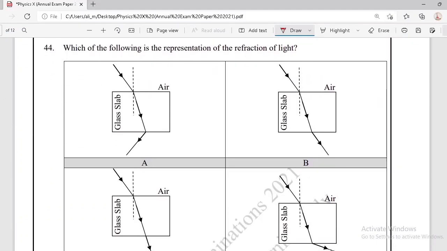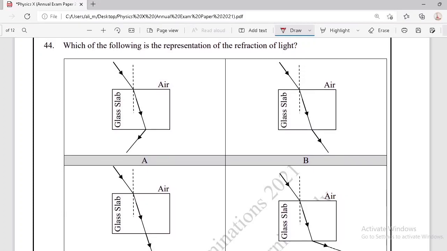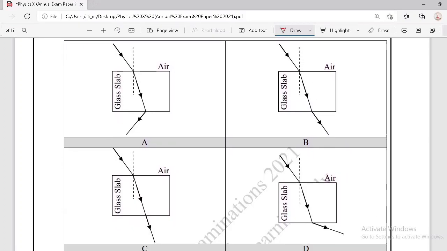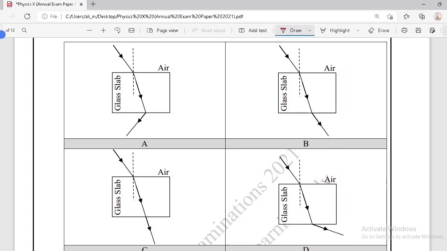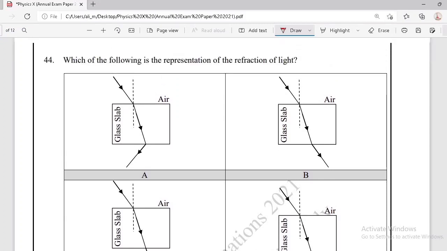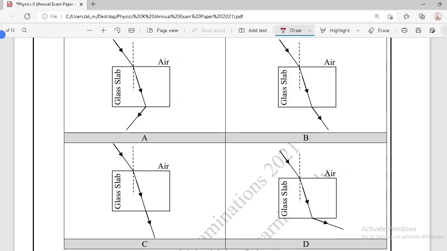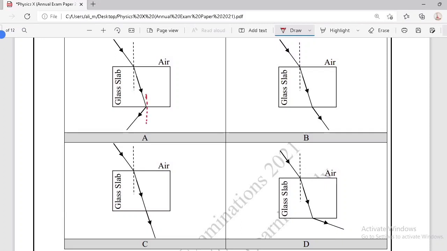Let's see question number 44, which of the following represents the refraction of light. So we have to identify the correct option or the correct diagram of the ray of light passing through a parallel sided glass slab. In the first option, the incident ray strikes from air to glass and it bends towards the normal, and while leaving the glass into the air, it should bend away from the normal so that the path of incident ray and emergent ray would remain the same. So option A is the wrong one.